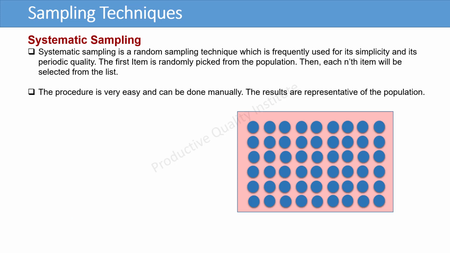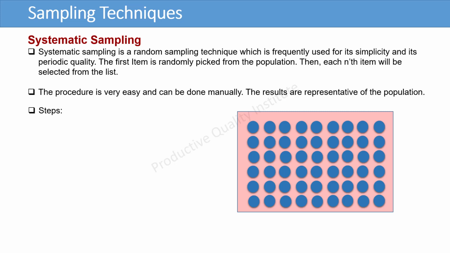Systematic sampling is a random sampling technique which is frequently used for its simplicity and its periodic quality. The first item is randomly picked from the population. Then, each nth item will be selected from the list. The procedure is very easy and can be done manually. The results are representative of the population.